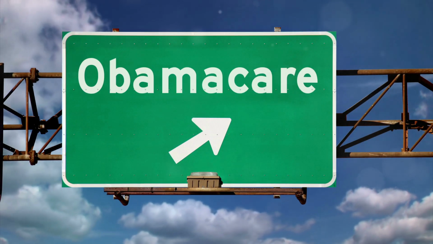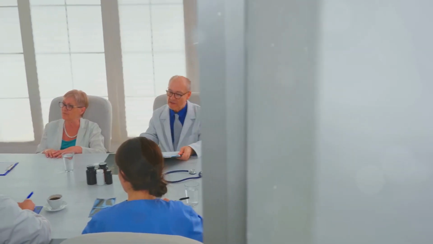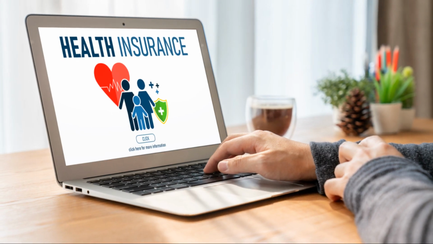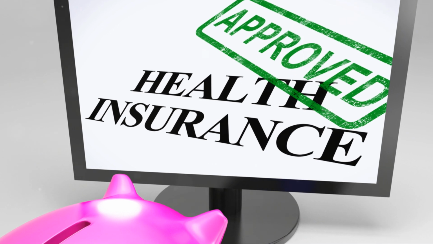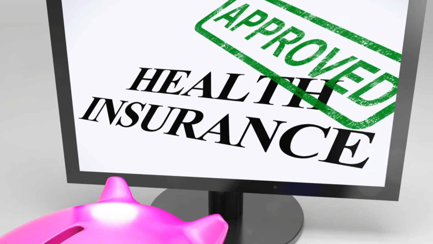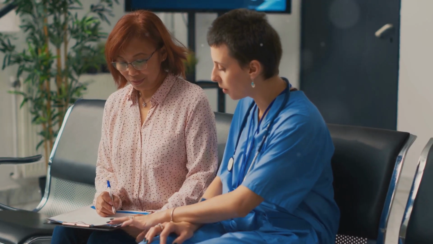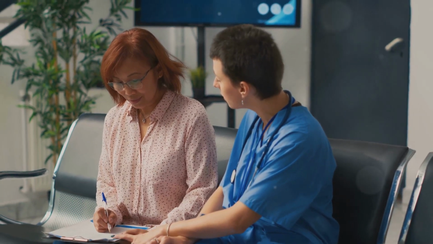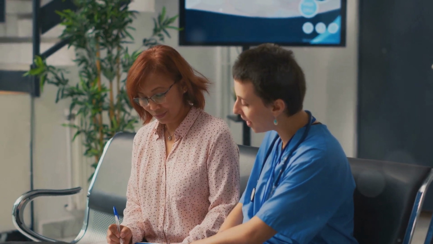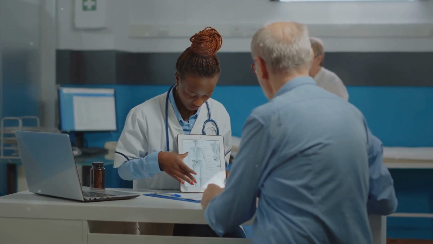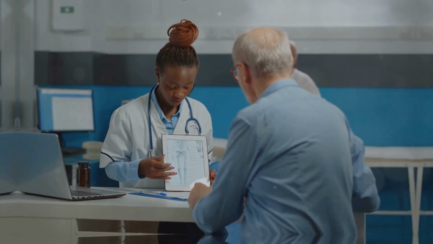Obamacare, officially known as the Affordable Care Act, introduced significant reforms to the healthcare system, including the establishment of health insurance marketplaces where individuals can compare and purchase health insurance plans. The ACA aimed to increase accessibility to affordable insurance by providing subsidies for low-income individuals and mandating coverage for essential health benefits. It also introduced protections for people with pre-existing conditions and expanded Medicaid eligibility.